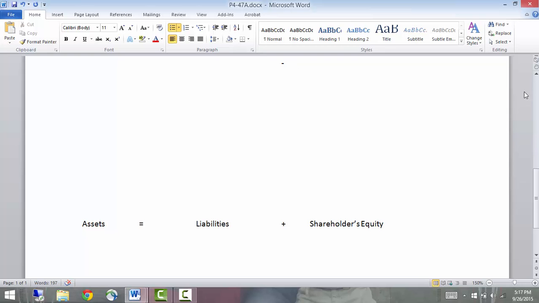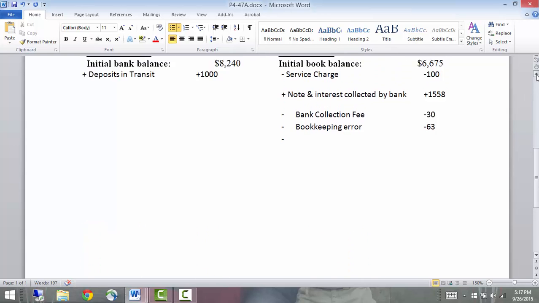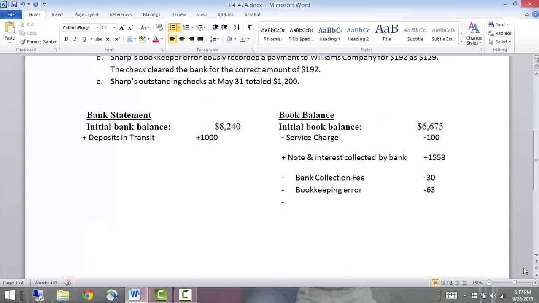Ooh, my computer just messed up. Let me enlarge the screen.